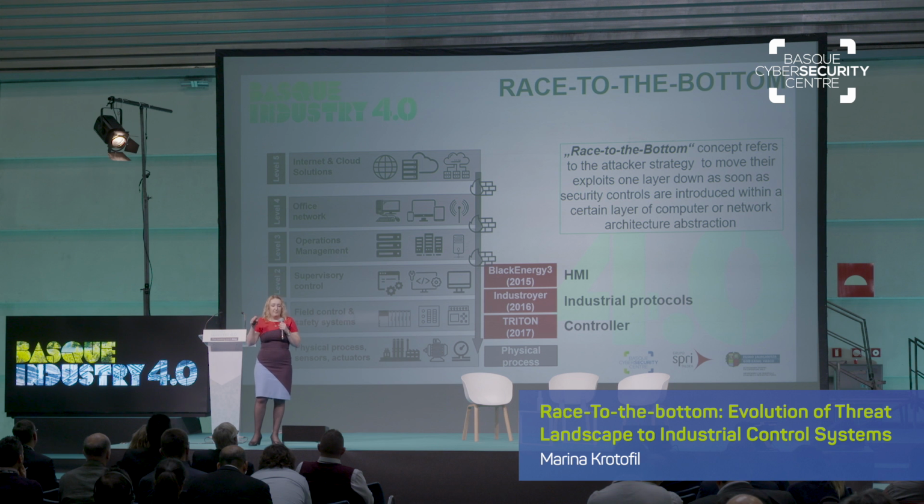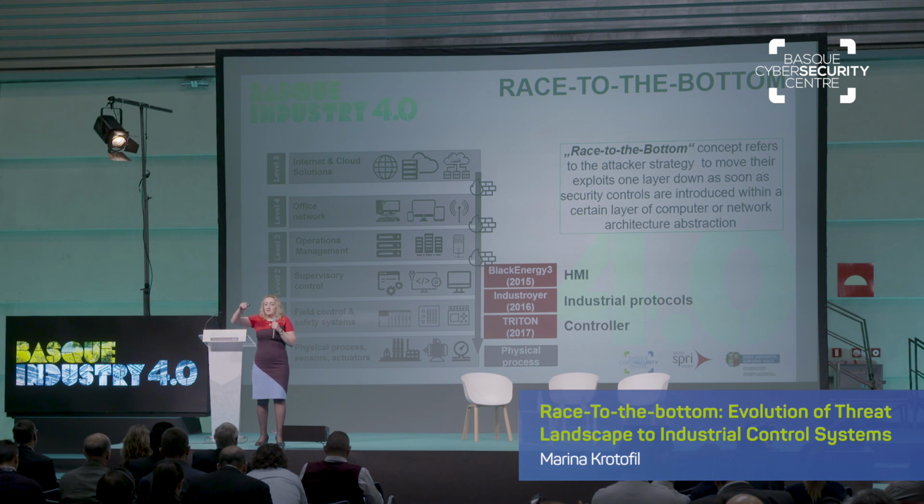Now, if we map all of this, the three attacks against traditional industrial control systems, with the definition of real time which I showed you before, we will see that with each attack, the attacker was moving their exploits one layer down. This concept is called race to the bottom, and it comes from the traditional IT security domain. It means that as soon as security protections are introduced at a certain layer of network or computer architecture abstraction, the attacker moves their exploits one layer down, where there is no protection.